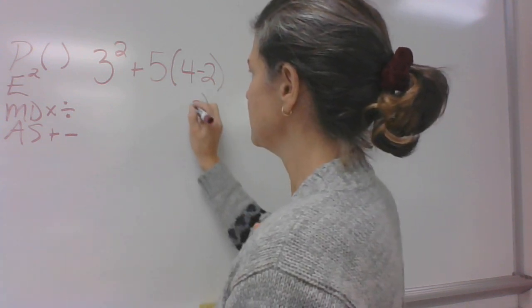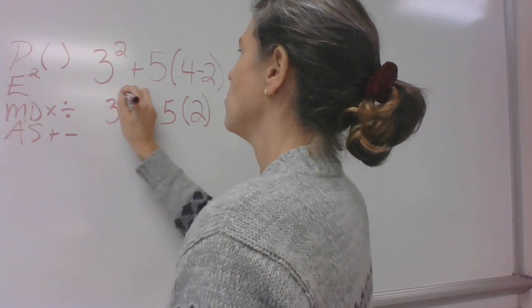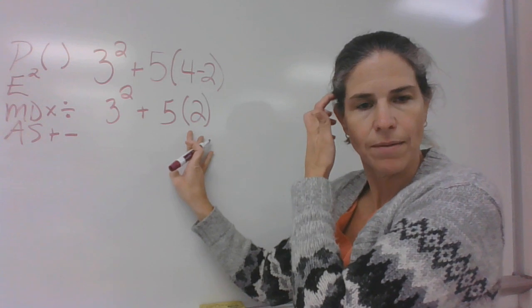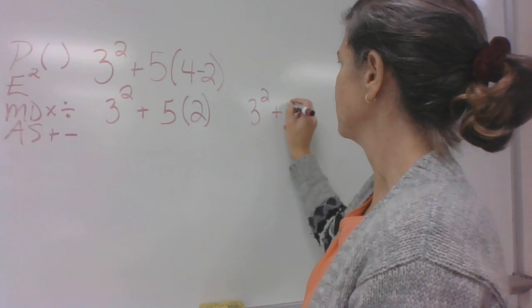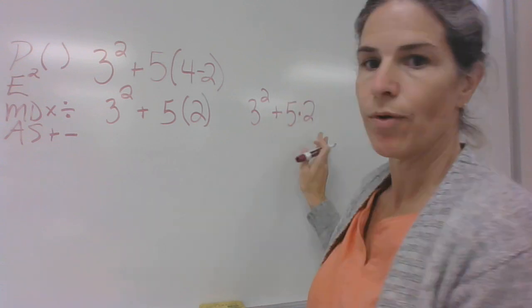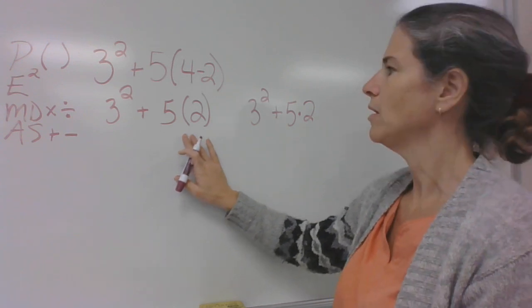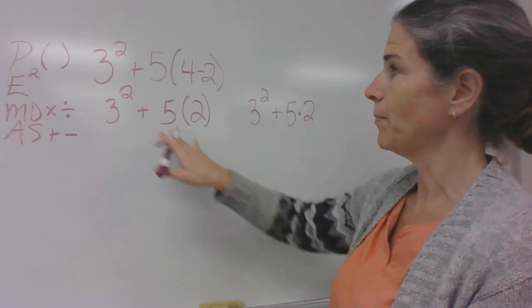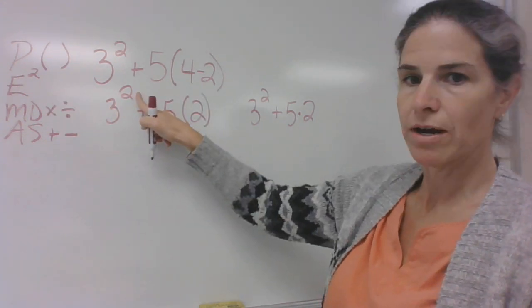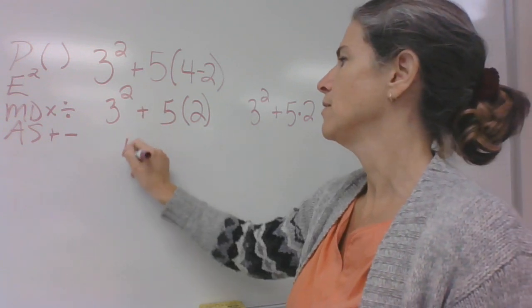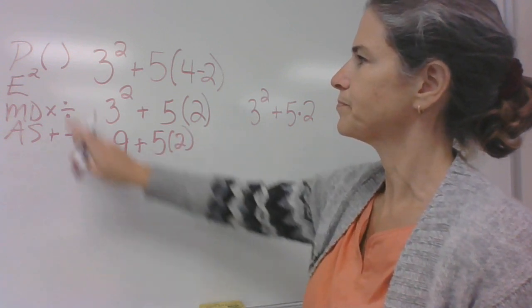And I can either leave this as parentheses, or I can rewrite that with a dot in between. So it can be 3 squared plus 5 times 2, however you prefer to do it. I'm going to stick with this way because it's easier for me. So I did my parentheses. Next is my exponents. 3 squared equals 3 times 3, which is 9. So 9 plus 5 times 2.